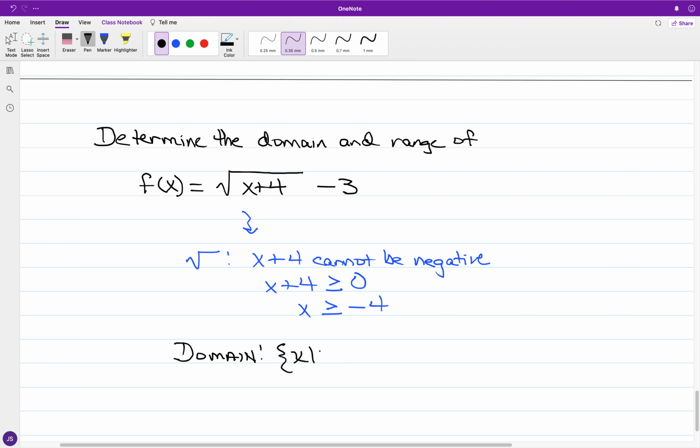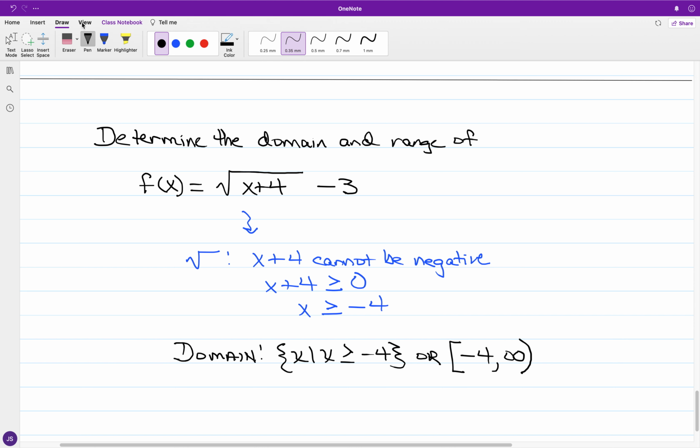Okay, now in set builder notation, we have that x is greater than or equal to negative 4, or the set of all values of x such that x is greater than or equal to negative 4. But again, if you use interval notation, we have going from and including negative 4, approaching infinity. All right, and so we've got the domain part.